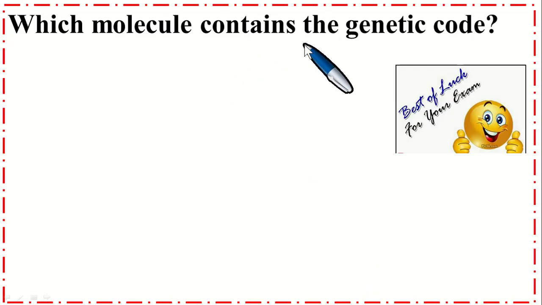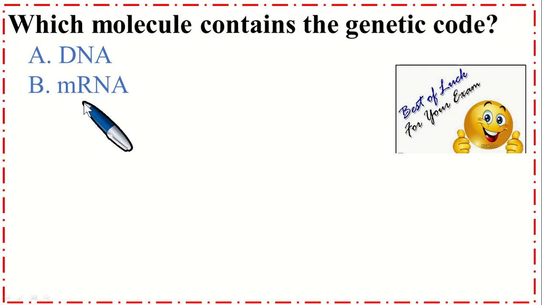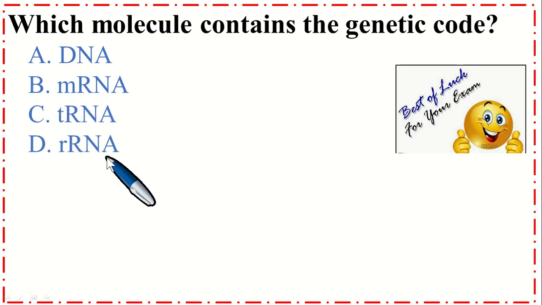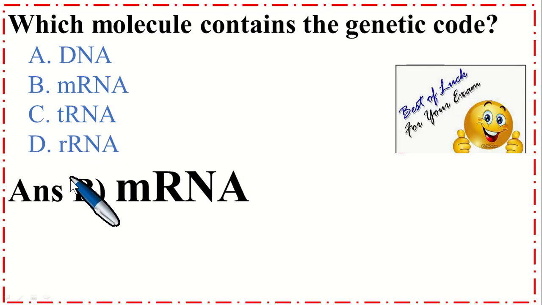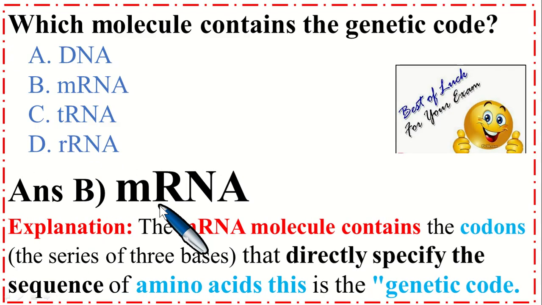Which molecule contains the genetic code? Option A DNA, B mRNA, C tRNA and option D rRNA. So the correct option is B mRNA. The mRNA molecule contains the codons, the series of 3 bases that directly specify the sequence of amino acids. This is the genetic code.